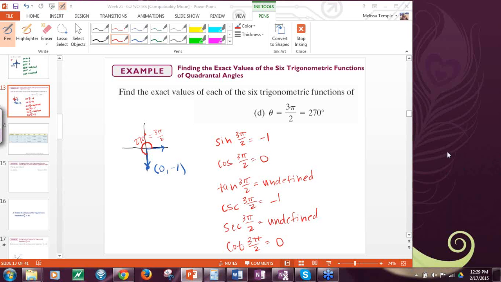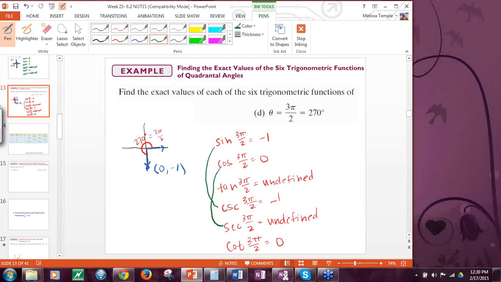Yes, so cosecant, that's what CSC stands for, is just the reciprocal of your sine. So if sine is -1, the reciprocal would be 1 over -1, which reduces to -1. So sine and cosecant are reciprocals. Cosine and secant are reciprocals, and tangent and cotangent are reciprocals. So just 1 over what you previously had.